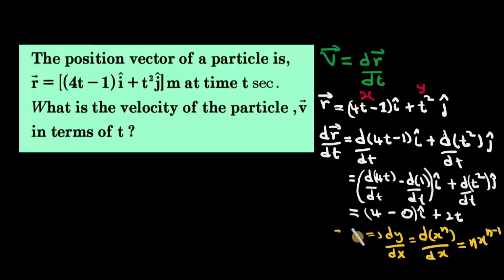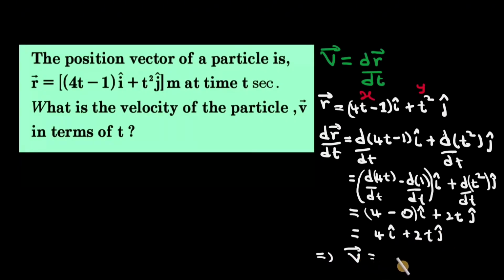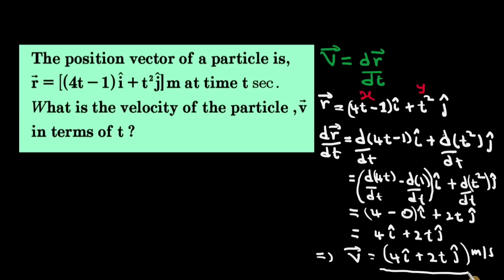Now, I need to simplify this. Here is 2t times the unit vector j. You know, the position vector was a vector, so you keep on maintaining the i and the j, since velocity is also a vector. So here I will have 4 minus 0, which is 4. That's 4i plus 2tj. That means the velocity v is equal to 4i plus 2tj, all in meters per second. So this is the velocity of the particle required in terms of t.